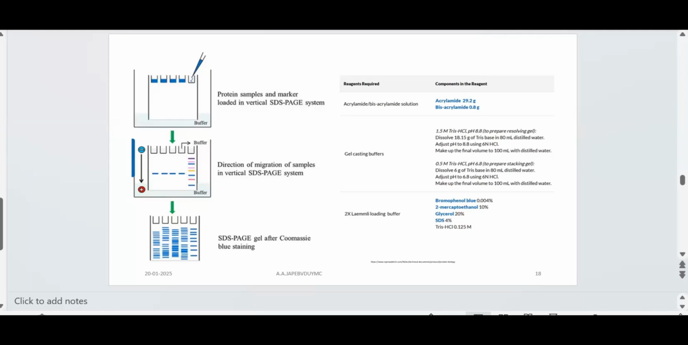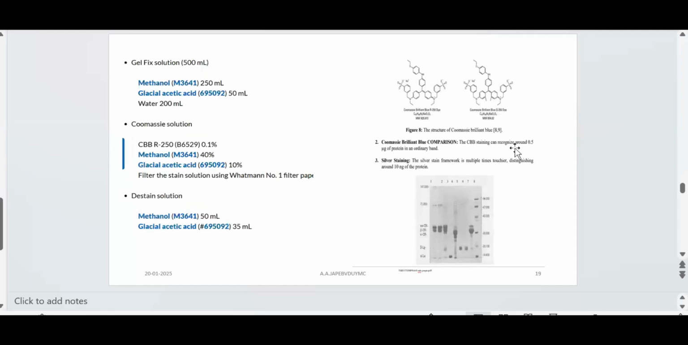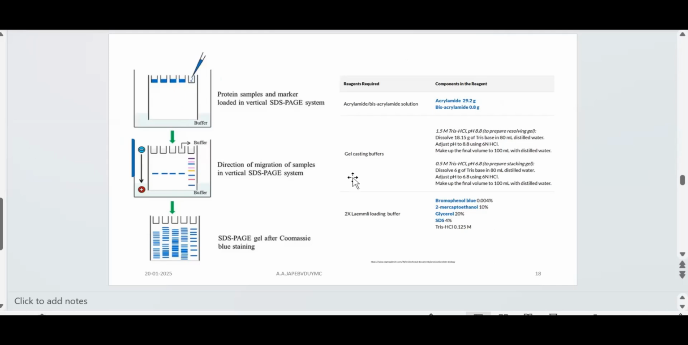So if I have to see the structure of the dye, this is the bromophenol dye molecule, right? Sorry, this is Coomassie blue, it is for staining of the protein, I'm sorry. I thought I had added that structure of bromophenol blue also. I'm sorry. I get back to the point.